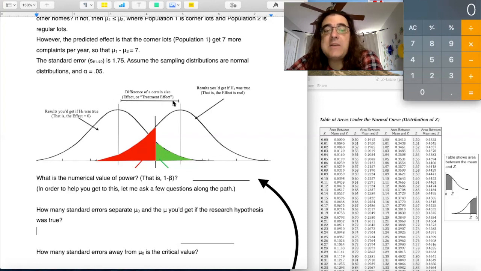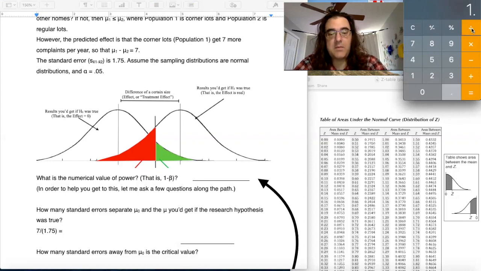Now, how many standard errors is that? Well, every standard error is 1.75. So what we need to do is take 7 complaints, divide it by 1.75, and get the number of standard errors that separate this mu here from this mu here. Let's do that.